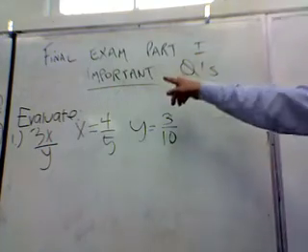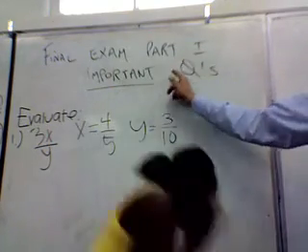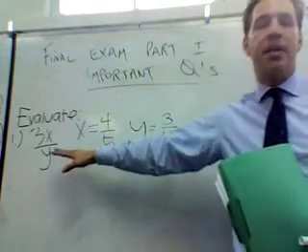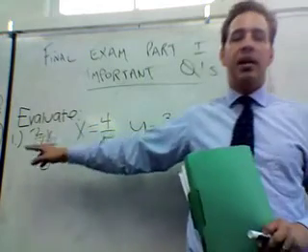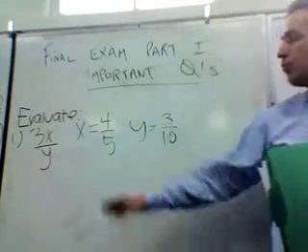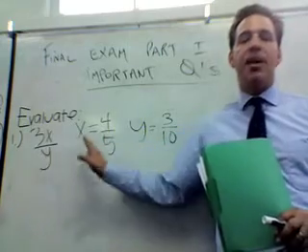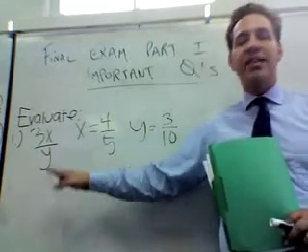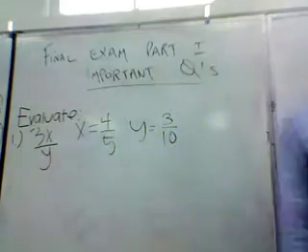All right, we are now doing final exam part 1, important questions. This is number 1 that we're going to do. It says evaluate, and it's 3x over y. Normally that'd be okay, but we're given fractions that get embedded in fractions, and that's a problem.